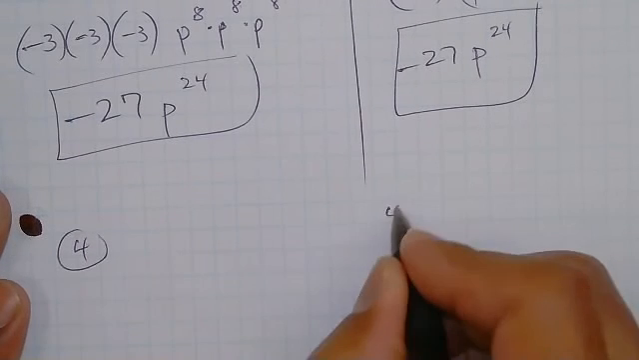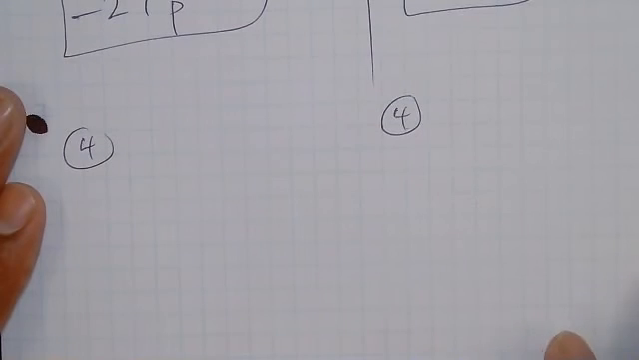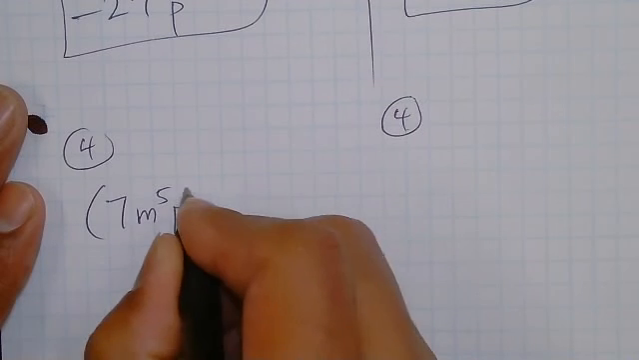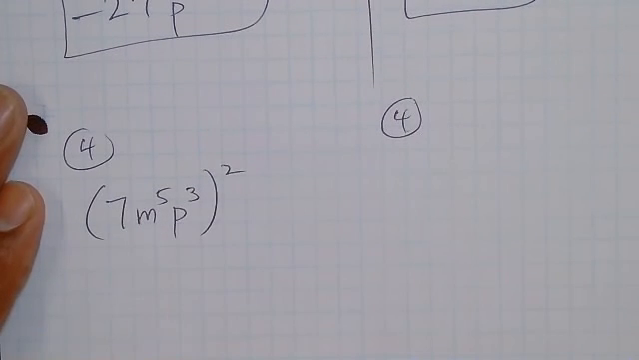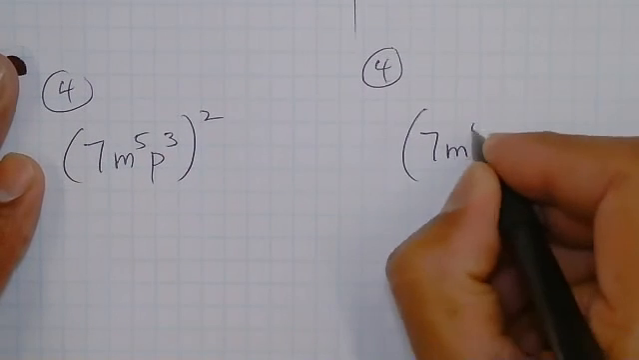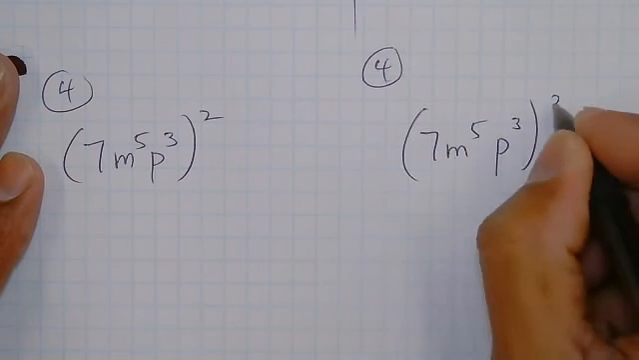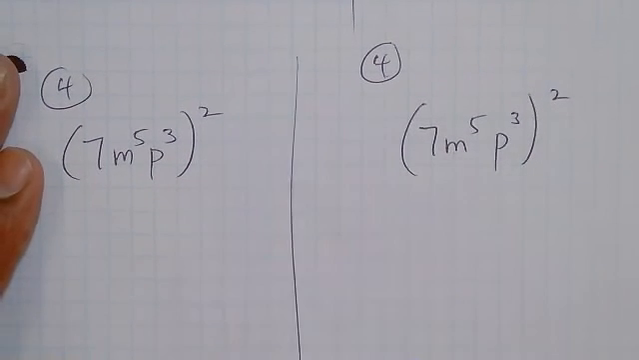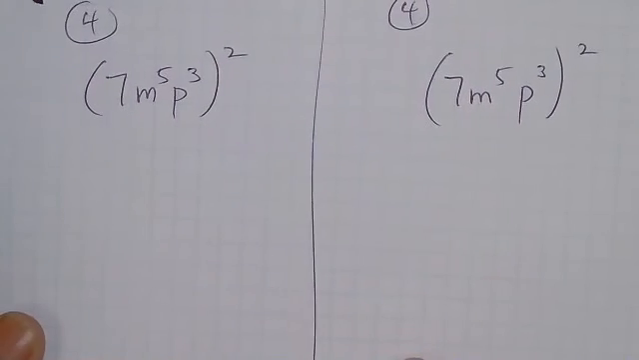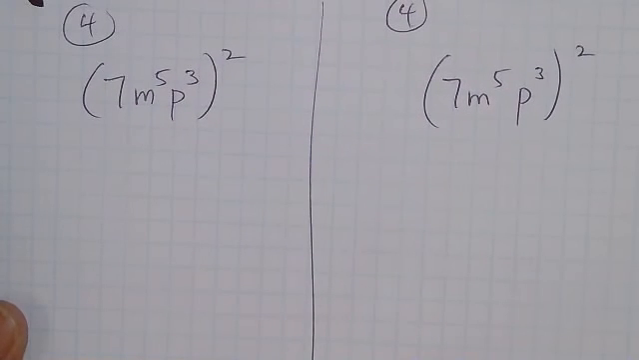Those are easy, huh? All right, let's step it up. Number 4, one power rule, one product rule. Here it is now. Let's do the real problems now. 7m^5p^3 squared. Do it. Product rule, power rule.